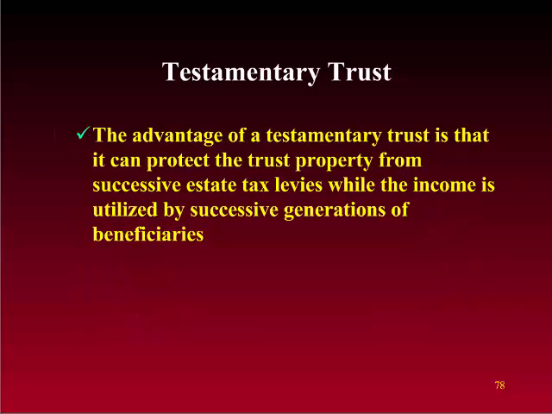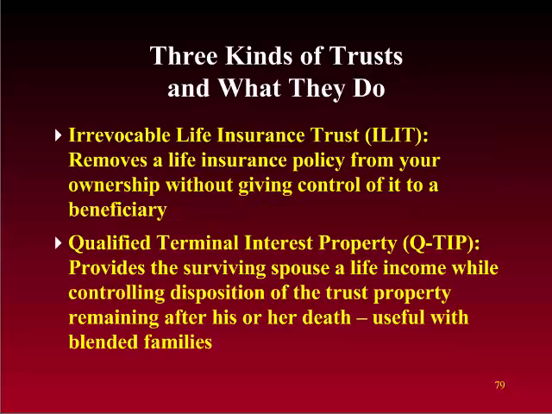The advantage of a testamentary trust is that it can protect trust property from successive estate tax levies for your heirs and their heirs and their heirs, while the income is utilized by successive generations of beneficiaries. So just to give an example of the types of things that trusts can do, here are 3 different types of trusts. An irrevocable life insurance trust, or an ILIT, removes a life insurance policy from your ownership without giving control of it to a beneficiary. And if you don't want to have the life insurance included in your estate, it needs to not be owned by you. It needs to be owned by somebody else.